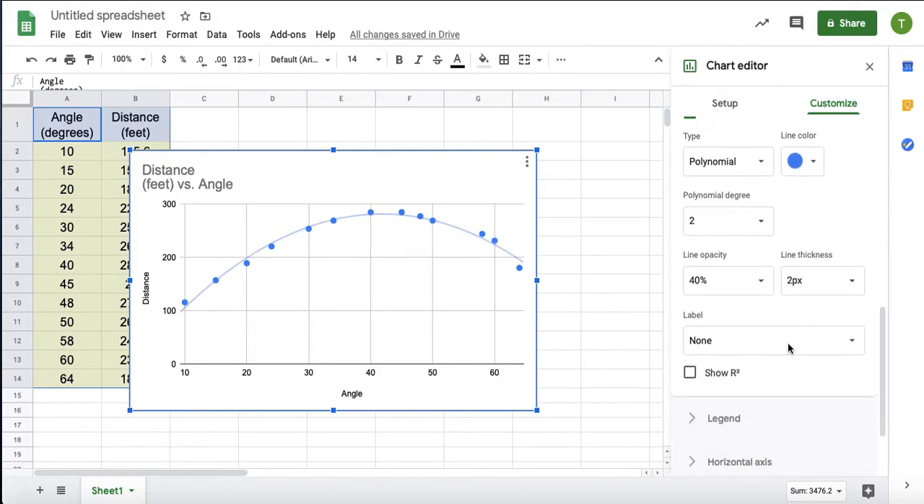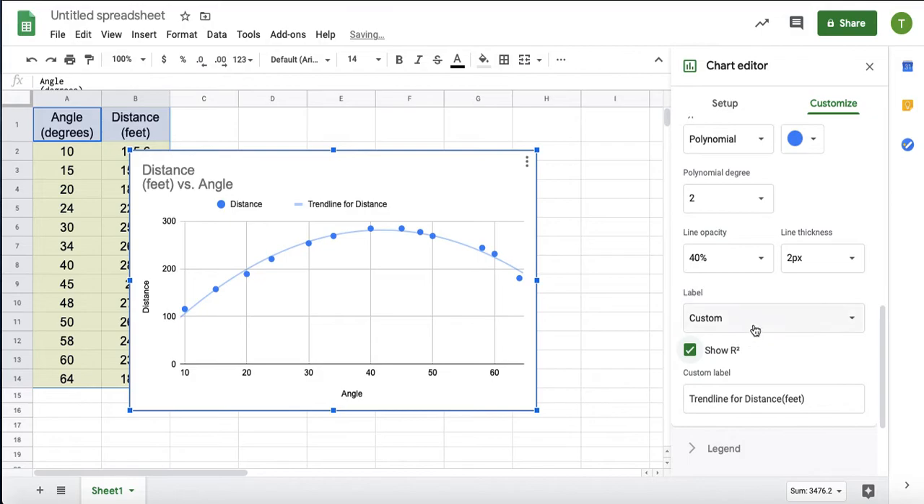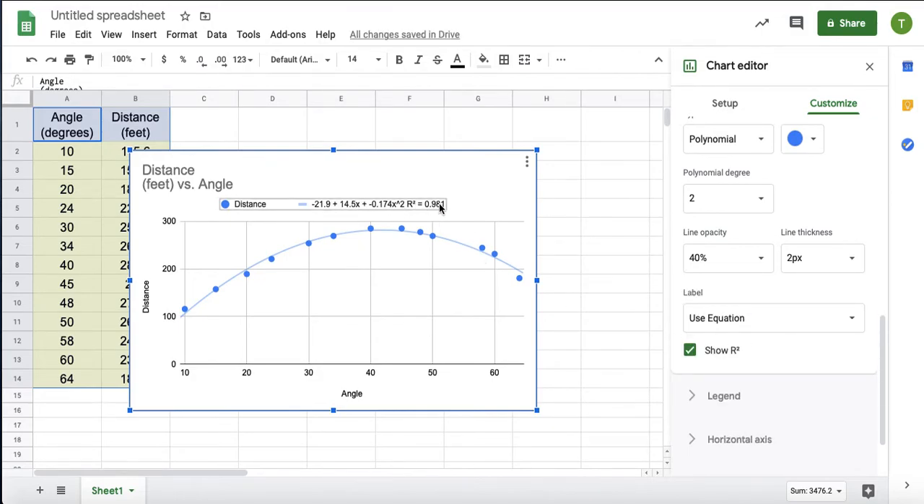So I get a pretty good line. We're going to go ahead here and show the r squared, and we're going to use the equation. When I do that, I can look at my r squared value. It's almost 1, so that means that this line accounts for a ton of variability in this data. So this is a really good fit here.